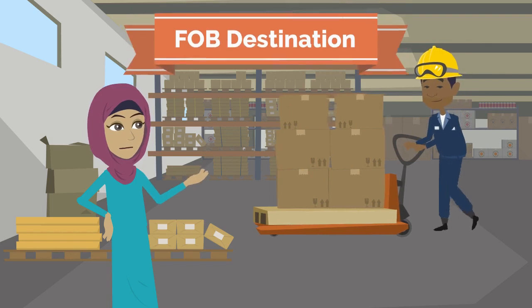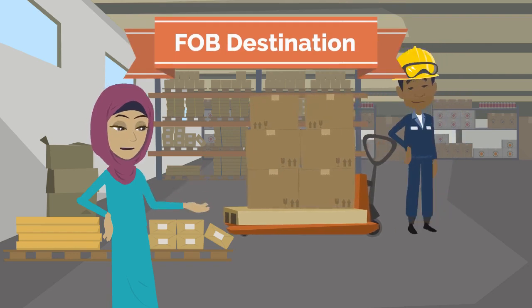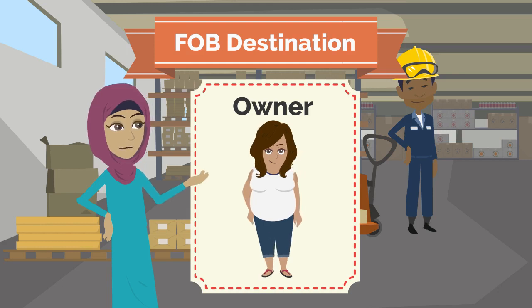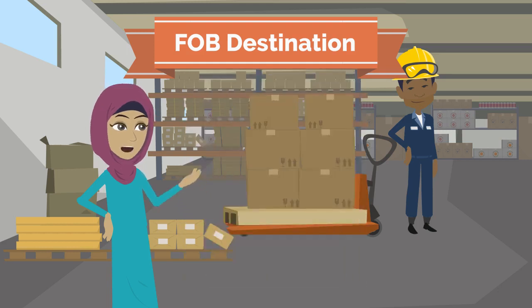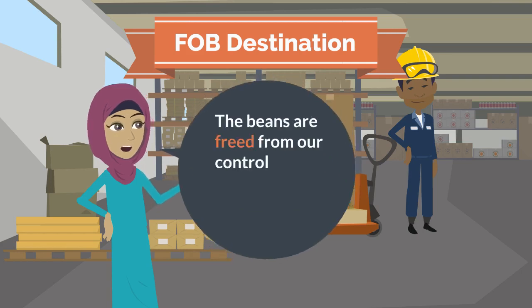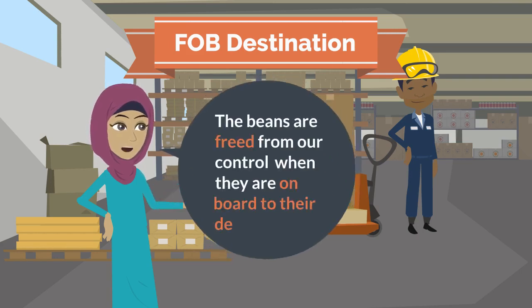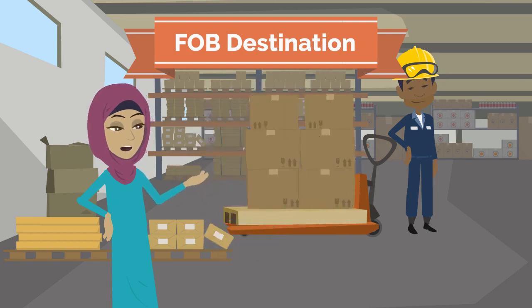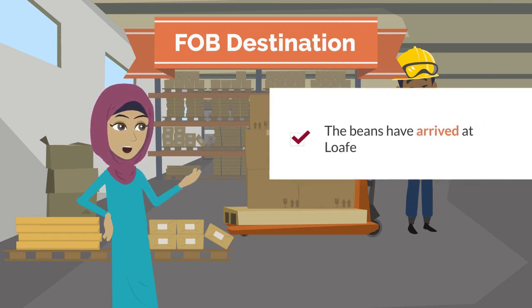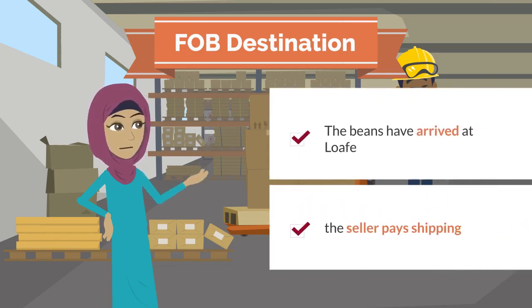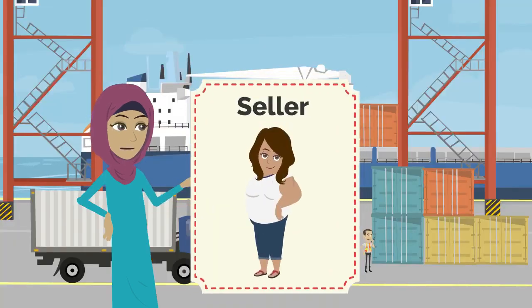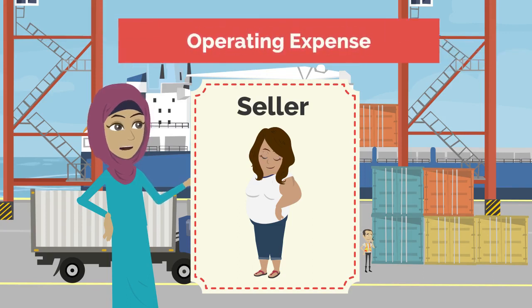The other type is FOB destination. In this case, Loaf only owns the beans once they have arrived at their destination, which is Loaf Cafe. In other words, the beans are free from our control when they are on board to their destination. Thus, the beans only belong on Loaf's books when they arrive, and the seller pays for shipping.